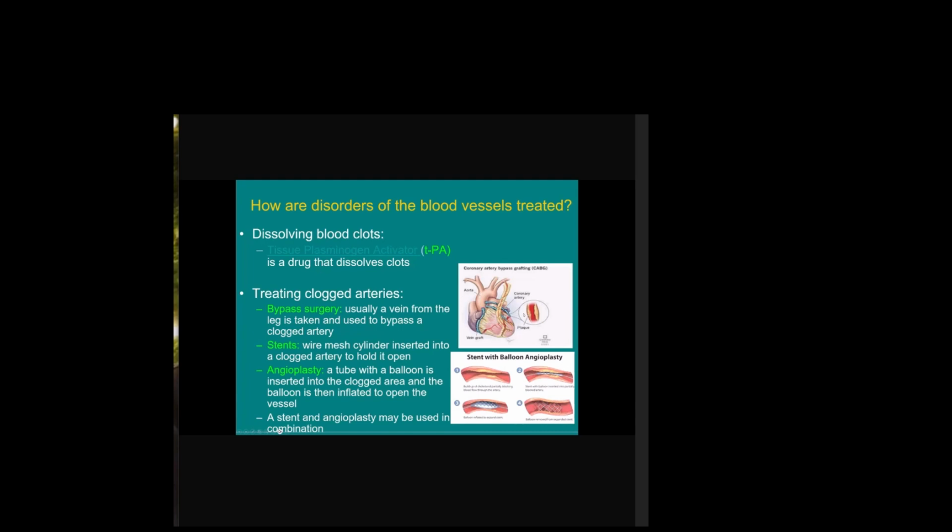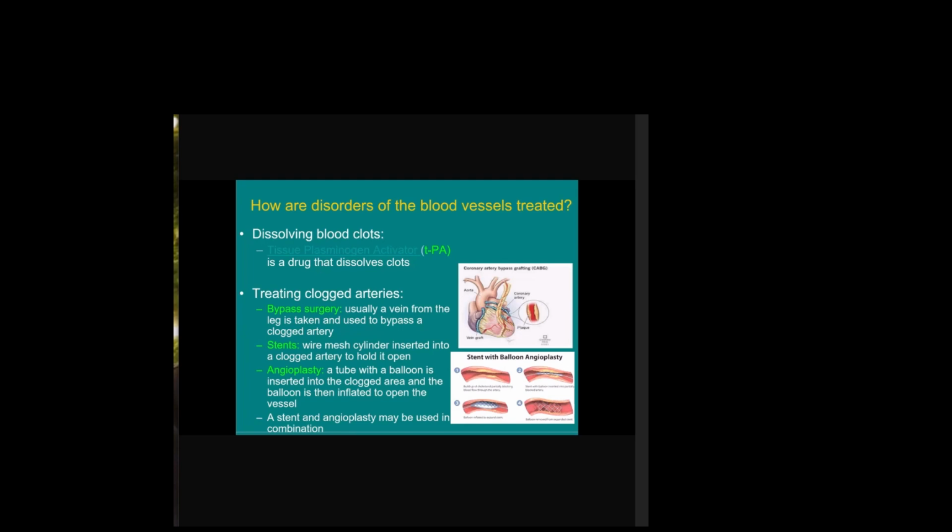Sometimes they would do, say, a bypass surgery. They will take a vein from your leg and connect it from the part that is before the blockage. Then they would connect it to the part that was downstream from the blockage, to make sure that it still has a vessel. It's almost like a bypass, right?